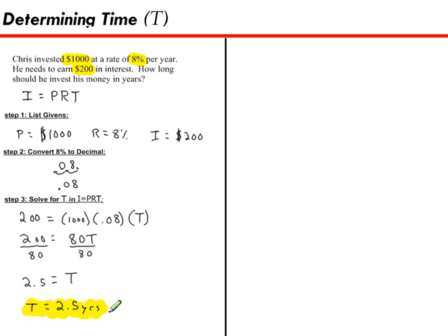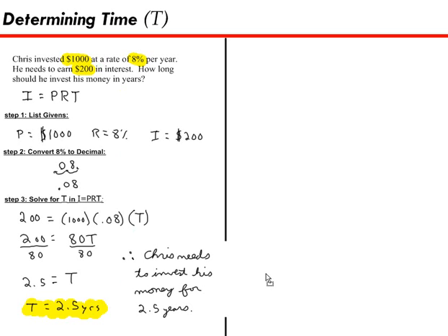What we've just found is that Chris, who invested $1,000 at 8% per year, needs to leave his money in his account for 2.5 years in order to earn an extra $200 in interest. And finally, I went ahead and added a concluding statement that looks like this. Therefore, Chris needs to invest his money for 2.5 years. And there's my finished problem.